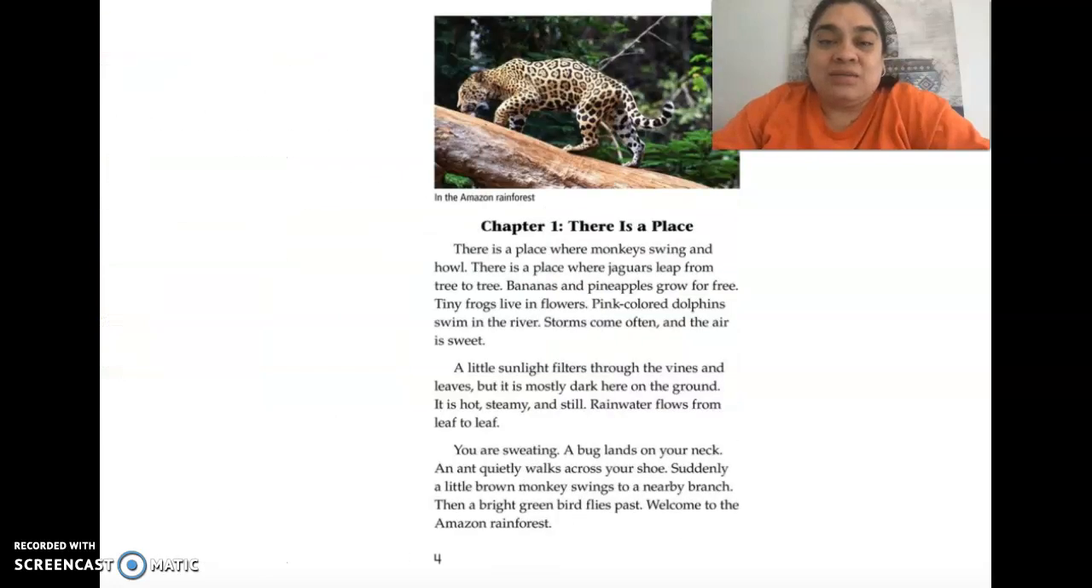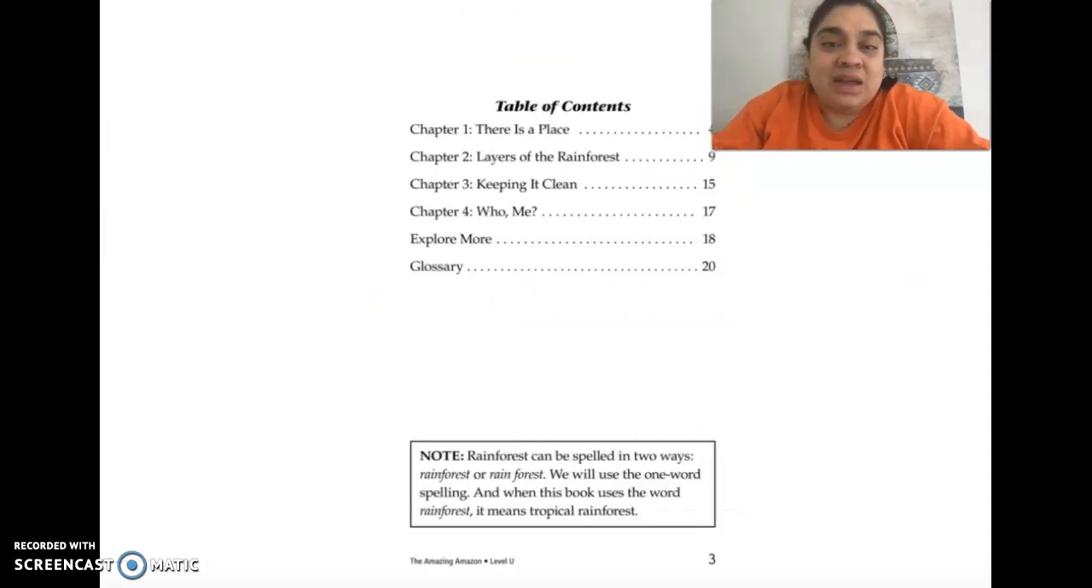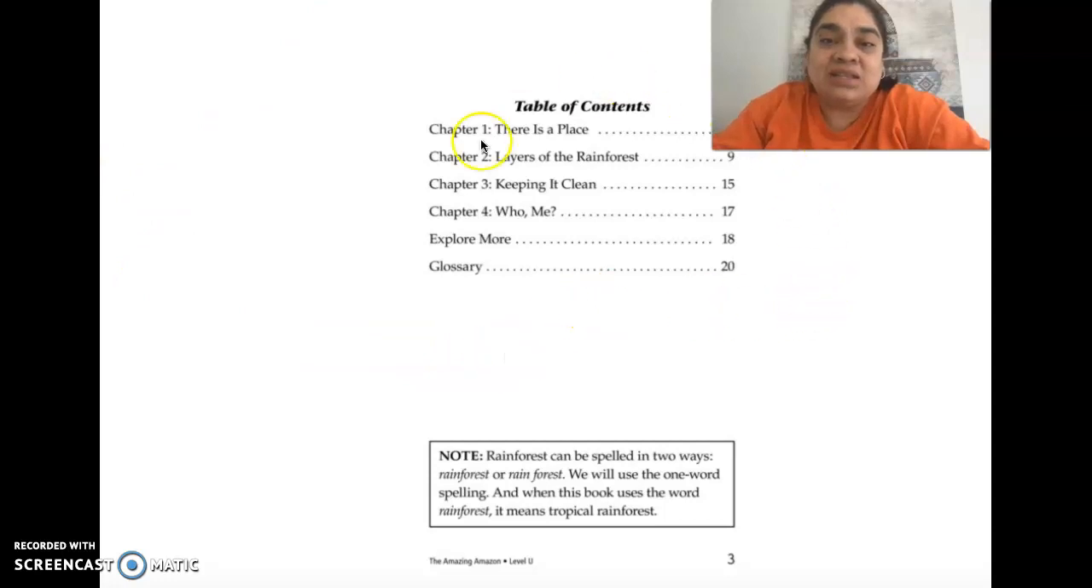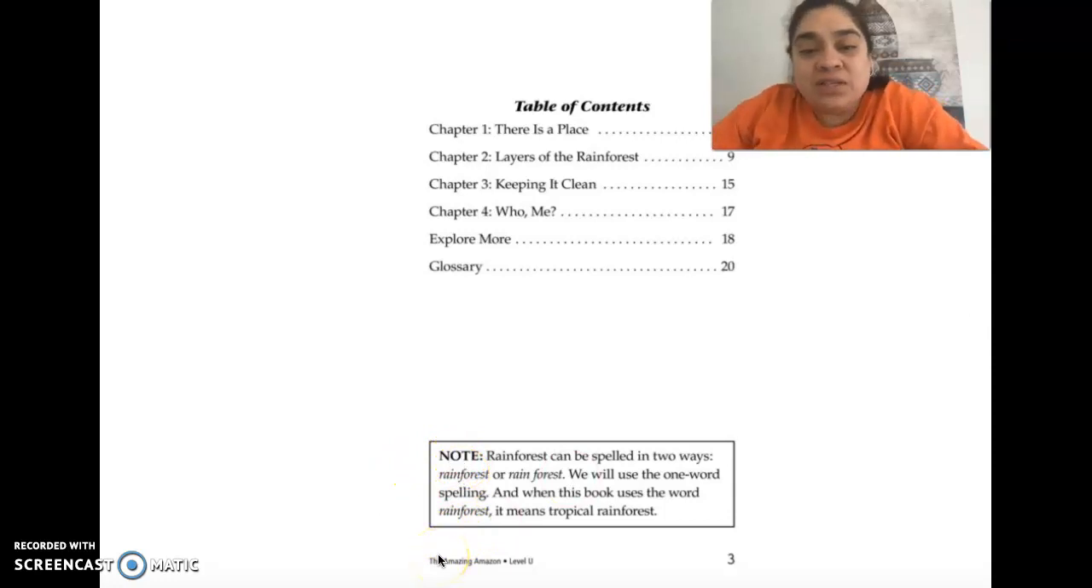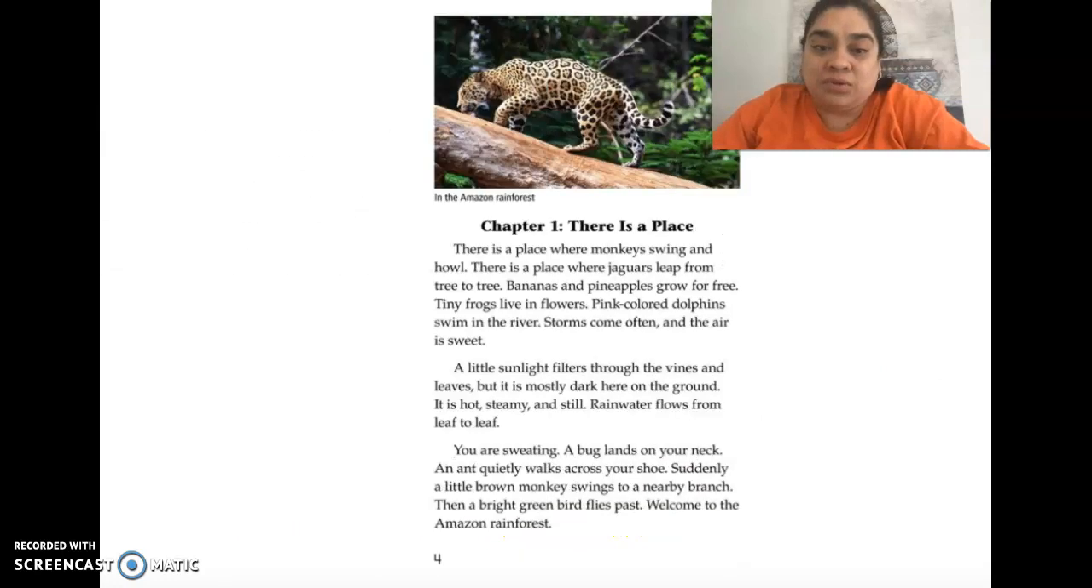So let's look at the different pictures. We see that there are actual photographs of animals that live in the Amazon rainforest. We also notice that it has a table of contents that lists the chapters of this book. They even give you a note: rainforest can be spelled in two ways. You can spell it as one word or with a space between the words. We will use the one word, as we're going to see it in the book. This book uses the word rainforest to mean tropical rainforest. So we're going to learn about the tropicals.